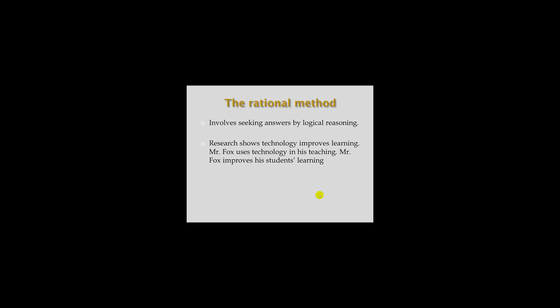The next method is the rational method. The rational method is based on logical reasoning. For example, if a research shows that technology improves learning, and if Mr. Fox uses technology in his learning, we expect that Mr. Fox is successful in his teaching. That's not based on research, it's just a logical reasoning that we use to make our own conclusions.